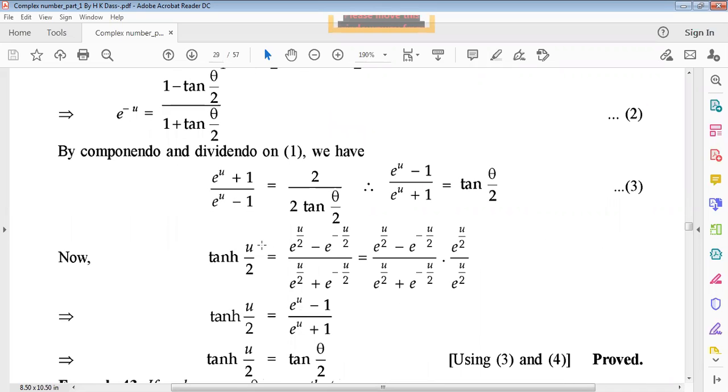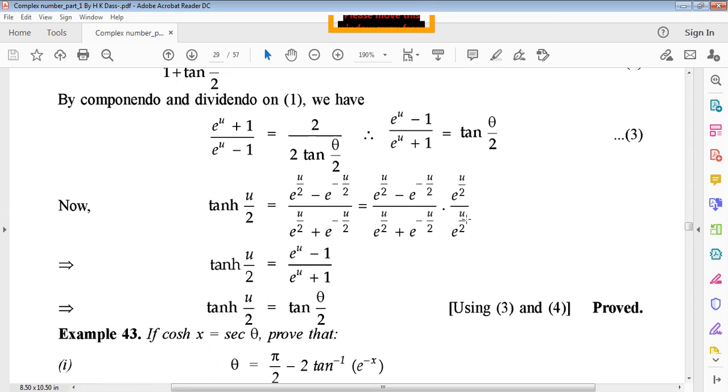Now tanh u by 2 can be written in exponential form: e to the power u by 2 minus e to the power minus u by 2 divided by e to the power u by 2 plus e to the power minus u by 2, just using the exponential form of the hyperbolic tangent function. Multiplying e to the power u by 2 on both numerator and denominator, just multiplying with the same e to the power u by 2.